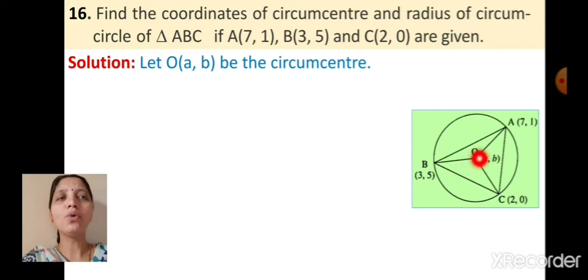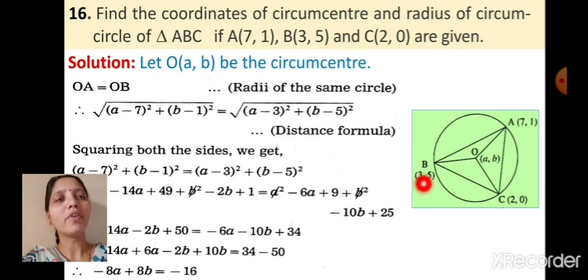Let point O have coordinates (a, b) be the circumcenter. Then we have OA is equal to OB. Reason: radii of the same circle. Now by using the distance formula, you can find the distance of OA and distance of OB. Yes. So let's substitute here. Therefore, now here you have to write the distance formula also and then you have to substitute.